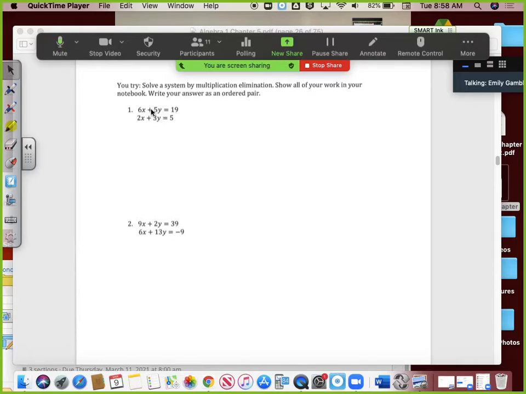However, if you chose to eliminate y, you can't take 3y and turn it into 5y, so you would have to take both equations and multiply them by a different number. And then number 2, you can't get from 6x to 9x, so you would have to maybe look at the y. You can't get from 2y to 13y, so you'd have to take both of these equations and multiply them by numbers. So I want you to try to find the fastest method, the fastest way to get to your answer, but it does come with practice.